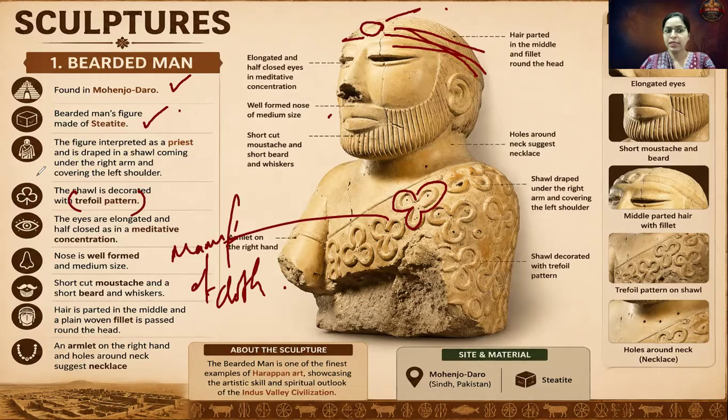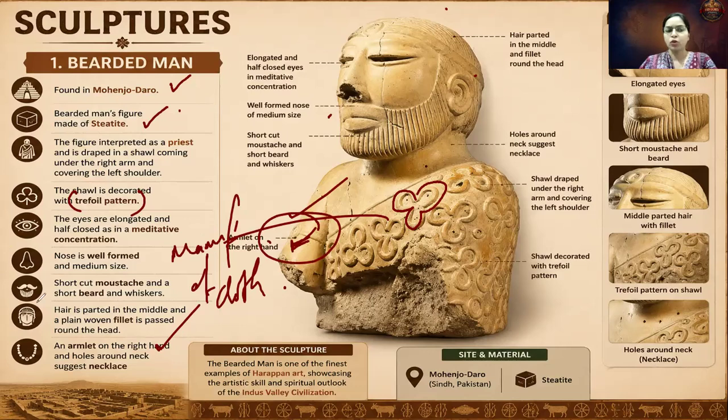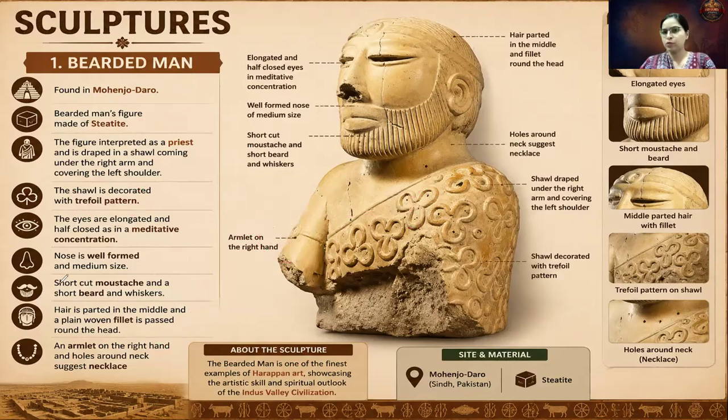And also there is an armlet worn by him. So here is the armlet. Some form of armlet is worn to ward off evil spirits. Sorry, the armlet is on the right hand, not the left. So all these are the important things you find from this. Please remember this bearded man, a very important sculpture from the Indus Valley Civilization, from the site of Mohenjo-daro.